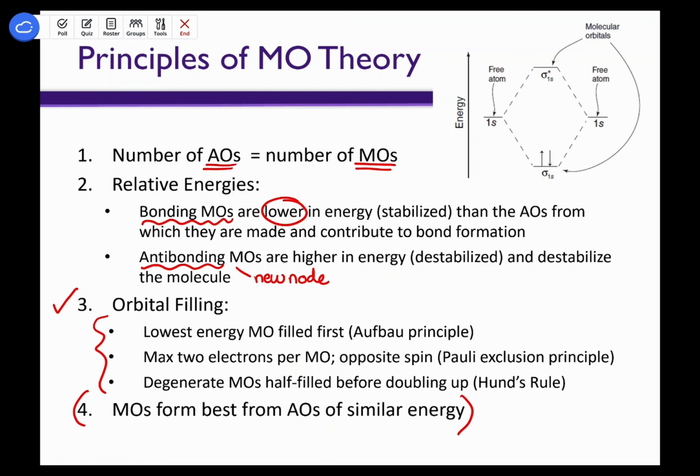Great question. So can we review number 1, the number of atomic orbitals equals the number of molecular orbitals? You are correct that hydrogen only has one 1s atomic orbital. But when we're forming H2, we have a 1s orbital from atom 1 and a 1s orbital from atom 2. So that's how we get 2, because we have 2 atoms.